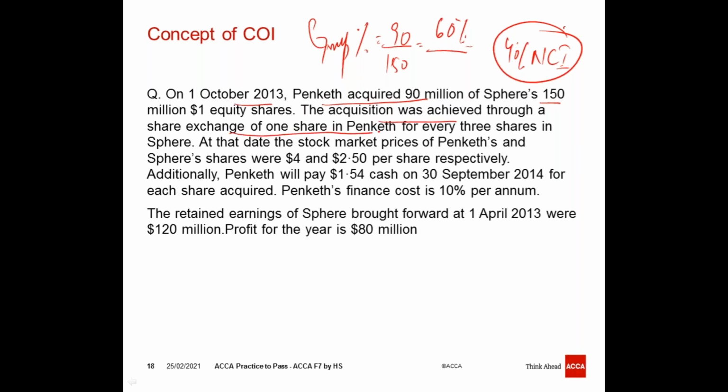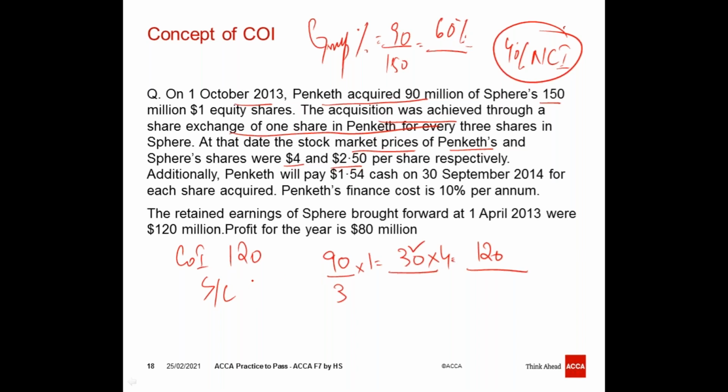The acquisition was achieved through a share exchange of one share in Pentel for every 3 shares in Sphere. So you have acquired 90 million shares of Sphere, and you are going to issue one share for every 3 shares. So 1/3 will be the fraction. So you are going to issue 30 million new shares of the parent company. The share prices of Pentel and Sphere were 4 and 2.5. So each share of Pentel has a value of 4. So the amount will be 120. So the accounting entry should be cost of investment debit 120, share capital credit with the number of shares, that is 30 million, and the remaining difference will be reported in the share premium, that will be 90 million.